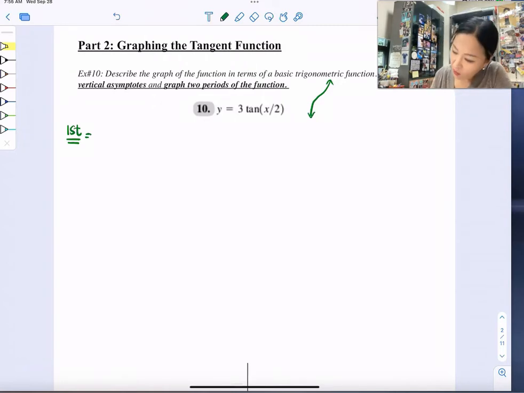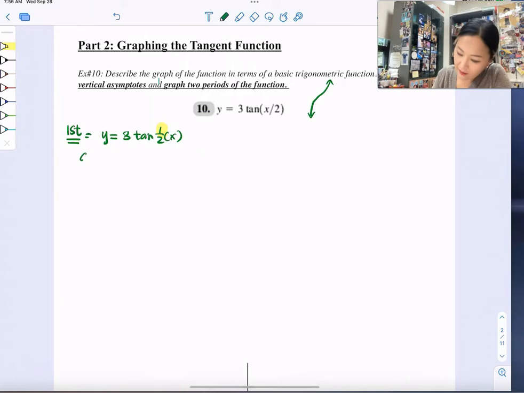Let's rewrite y equals 3 tangent. I'm going to pull out the b. 1 over 2, and then I'm going to put an x here. I took out the b, so it's very apparent to me what the b is, okay?